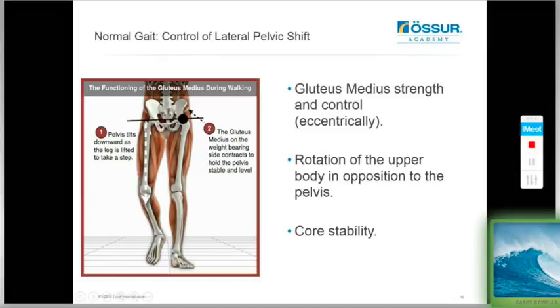Rotation of the upper body in opposition to the pelvis helps to balance the body weight over the stance limb, in conjunction with core stability and a bit of quadratus lumborum activity to keep the pelvis elevated and avoid a Trendelenburg gait.